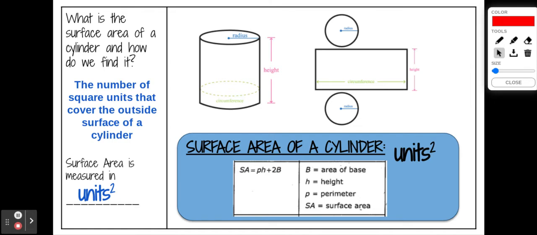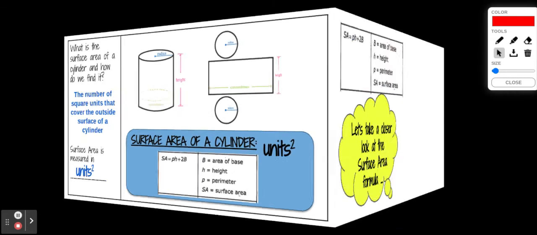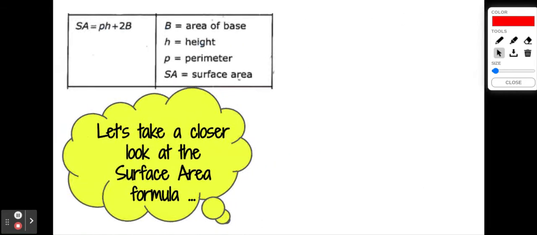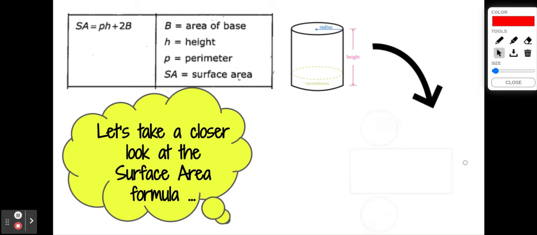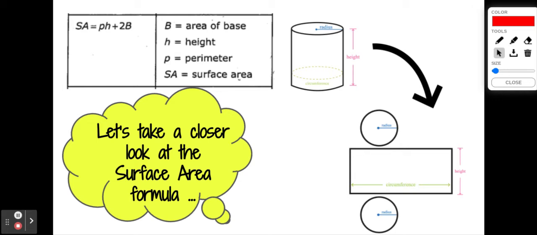Okay, now we're back. Hopefully you have that all written down. Let's take a closer look at that surface area formula. Here's a cylinder. Let's break this cylinder up into its net. If we do that, it looks something like this. Two circles, which are the top and the bottom bases, and then if we were to take the tube that wraps around the cylinder, cut it and unroll it, it would make a big rectangle.